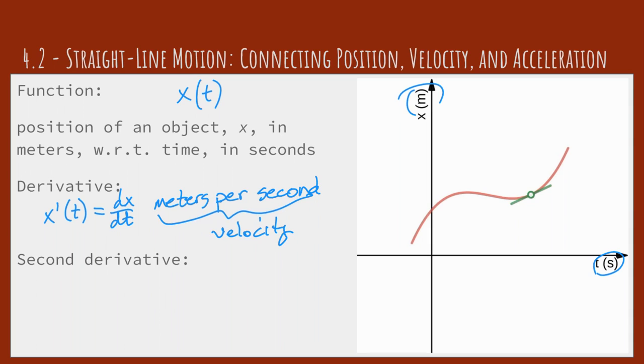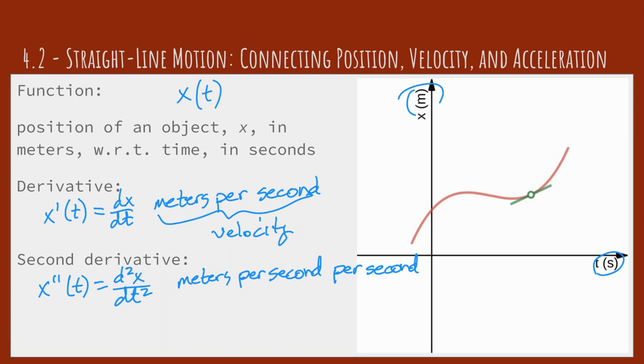The second derivative, we can say x double prime of t, also d squared x over dt squared. That's our second derivative notation with differentials. And essentially what we're going to do is divide by the horizontal units again. So we get meters per second per second. So this isn't maybe quite as intuitive, but remember, meters per second is telling us how fast something is going. So this is telling us how fast that velocity is changing.